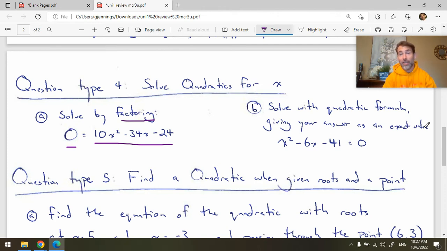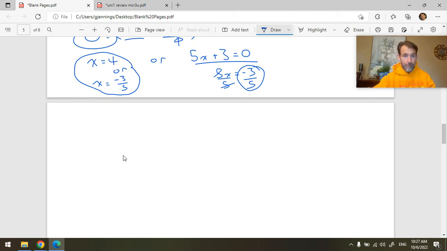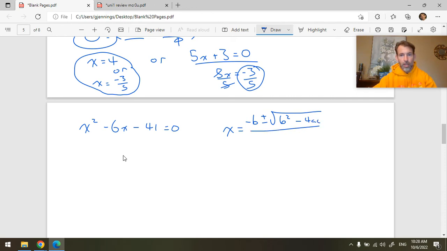And give your answer as an exact value. You're going to have to simplify radicals. So let's go. X squared minus 6x minus 41 equals 0. In these cases where a quadratic is equal to 0, I can use a special technology called the quadratic formula that has an appealing jingle. Negative b plus or minus the square root of b squared minus 4ac over 2a is the quadratic formula.